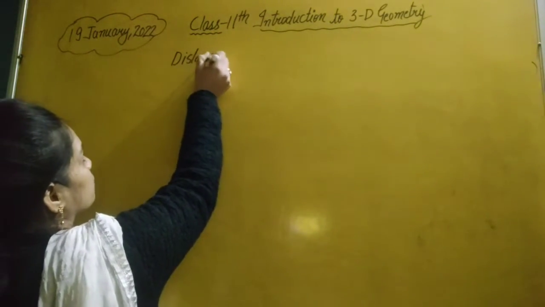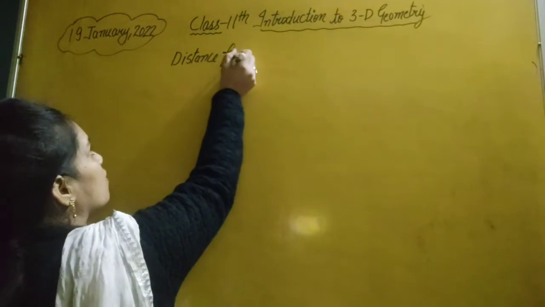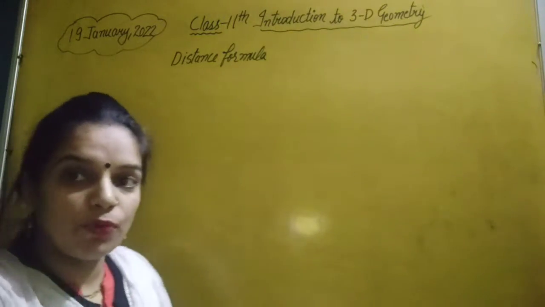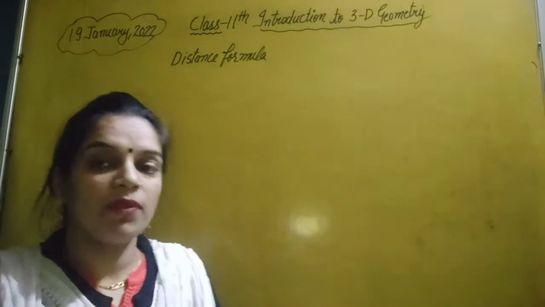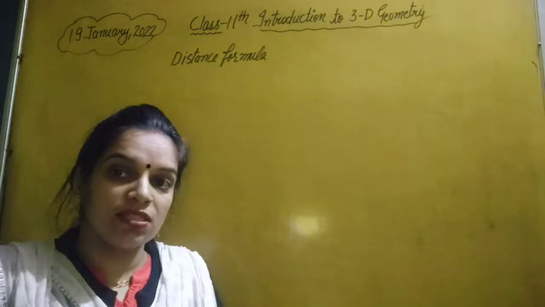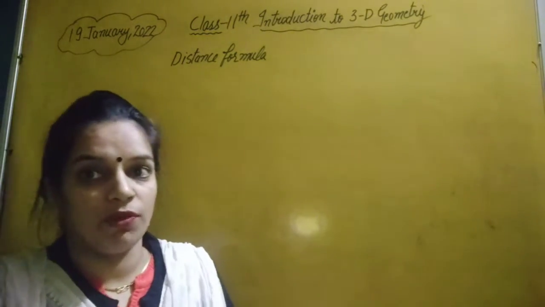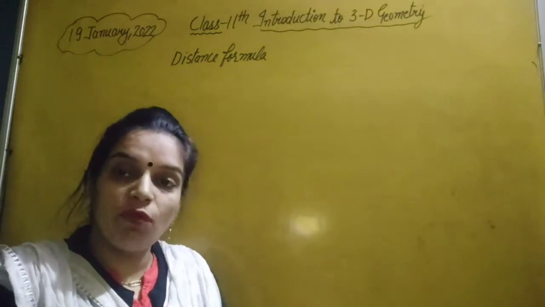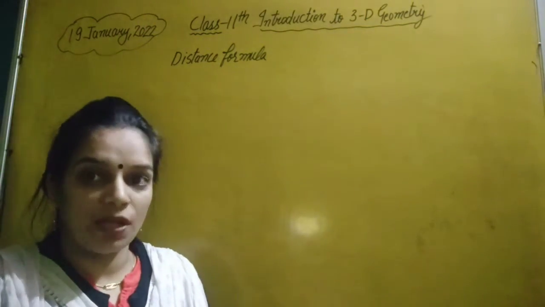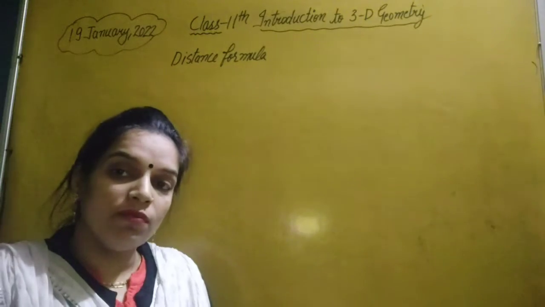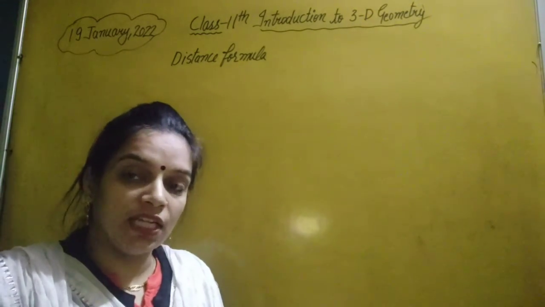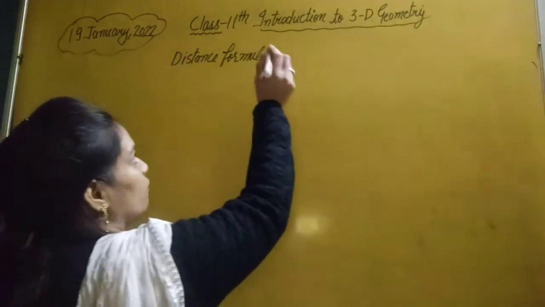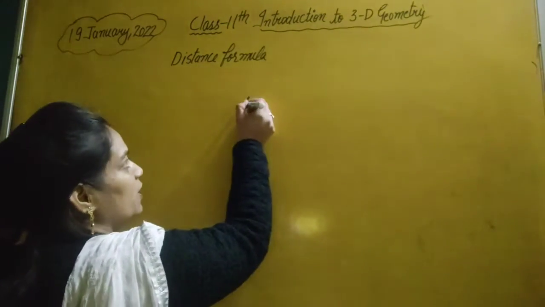Distance formula. Exercise 13.2 is based on the distance formula, and the next exercise 13.3 is based on the section formula. As we discussed in class 10th, the distance formula and section formula in two-dimensional geometry, the change now is only that we will take one more coordinate, the z coordinate, and the distance formula will be the same. Let us assume there are 2 points.